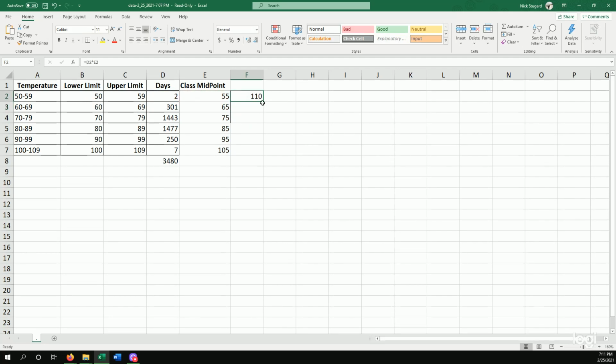Now if we go back to that cell, in the bottom right hand corner, we see where the cursor changes from a big plus to a little plus. If we grab that and pull it all the way down, it's going to do all of that multiplication for us. So now it's added up the number 301 65 times to get 19,565, and so on down the list.